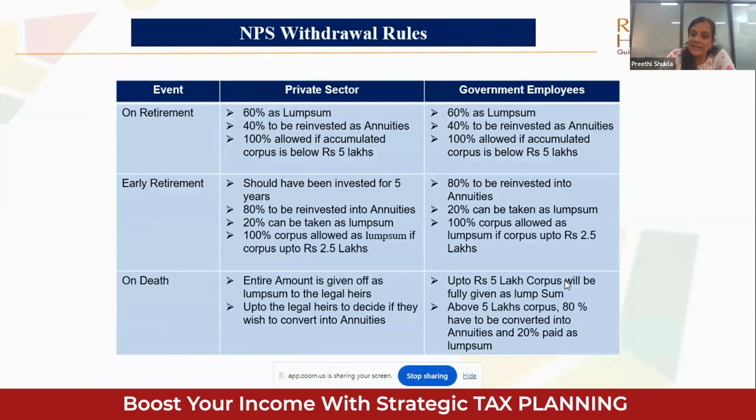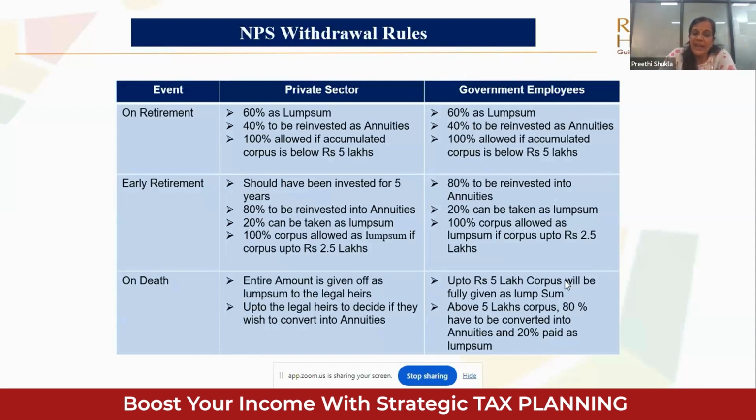So on retirement, the rule says that 60% can be taken as lump sum and it is tax free. 40% is also tax free provided you reinvest it into annuities. Okay, so 100% is tax free, out of which 40% of the proceeds has to be reinvested into annuities. The same rule applies for government employees also.